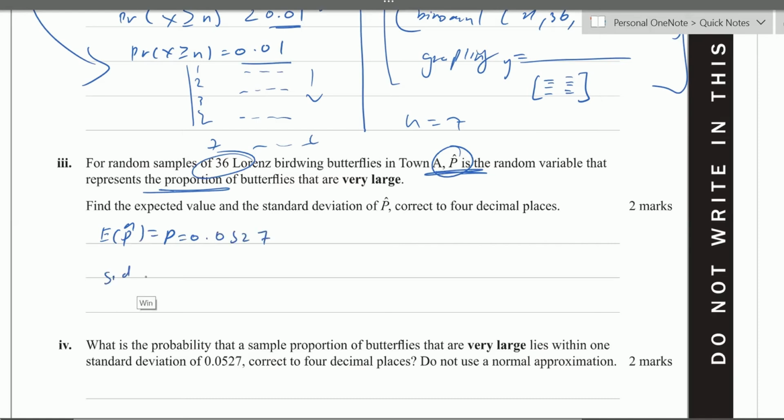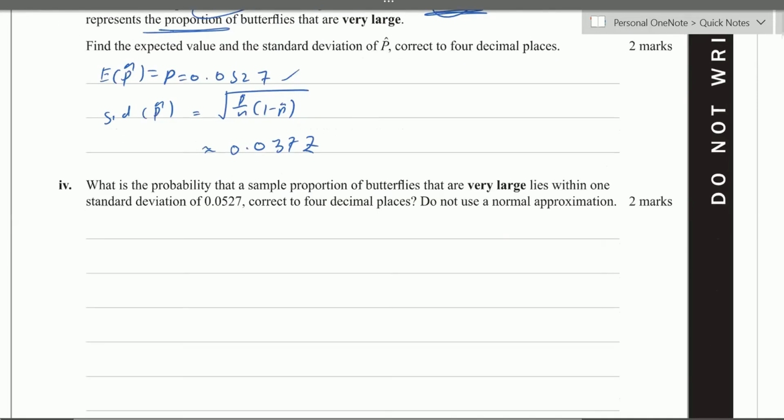And standard deviation, we know the formula for that is the square root of P on N, 1 minus P. So P is this one, and N is 36. So if you put that into your CAS, you should get 0.0372. So it's a probability that the sample proportion is within one standard deviation. What's the probability of that?